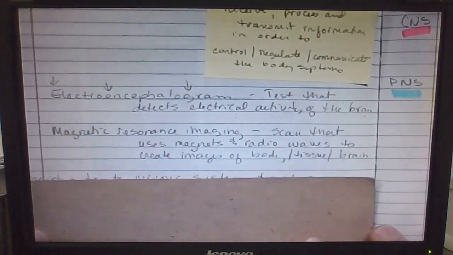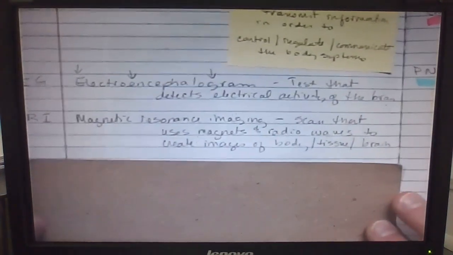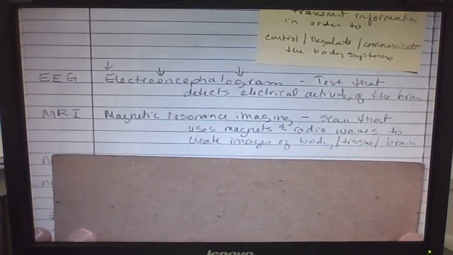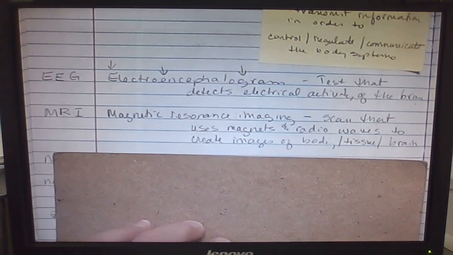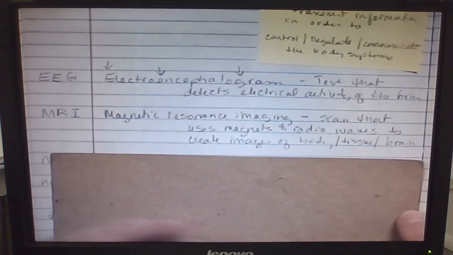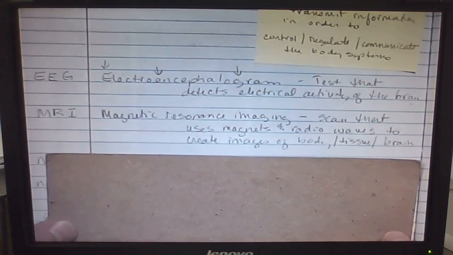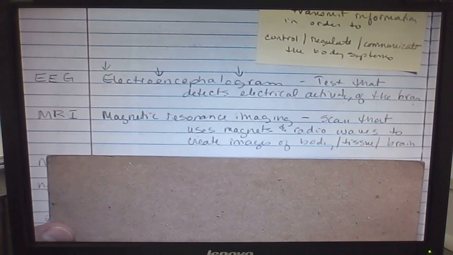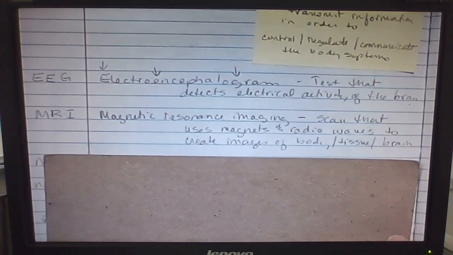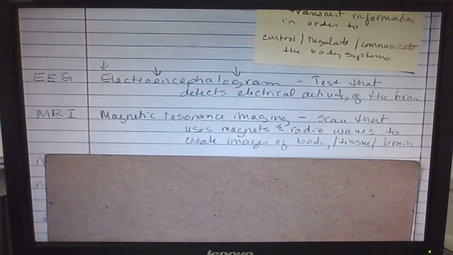Let's do this one next. We also looked at this test, the MRI. MRI is magnetic resonance imaging. This is a scan that uses magnets and radio waves to create images of the body, tissue, and brain, so softer tissues.